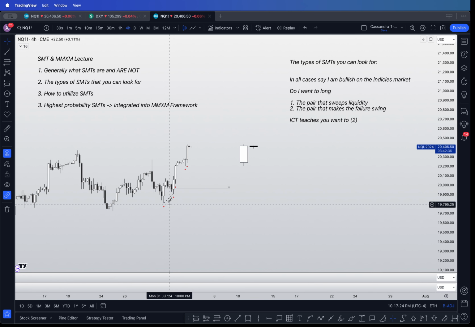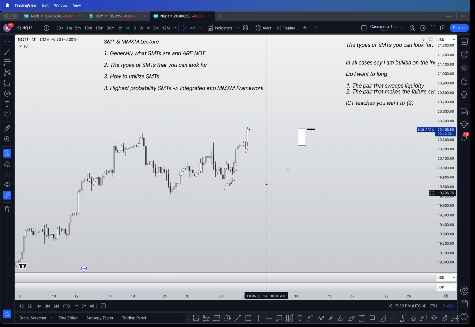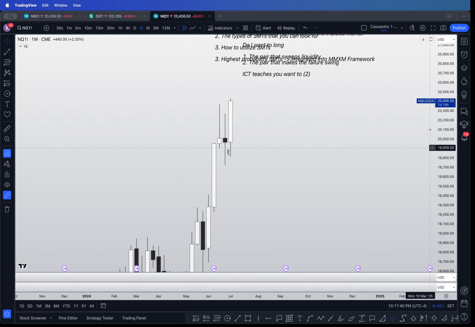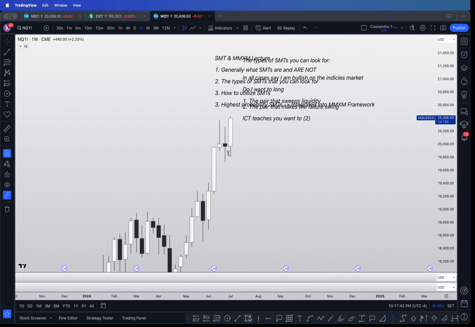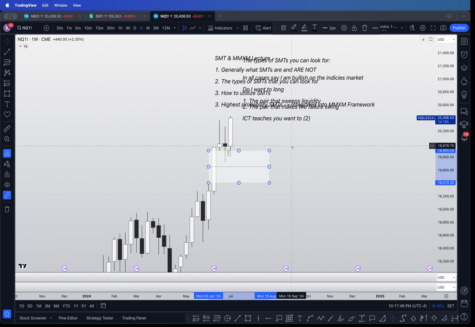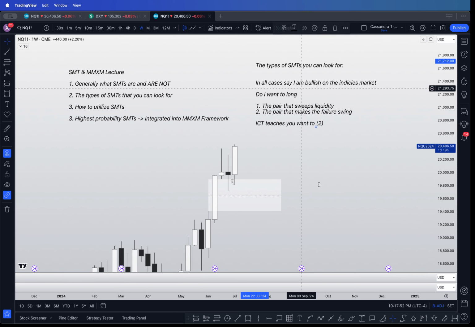Now you will notice often that that also doesn't work, because just as you see NASDAQ here on this 4-hour chart made a higher low than the ES, I want you to refer back to this weekly chart, and I want you to look at the NASDAQ here inside of this inefficiency. So this right here is a weekly imbalance. This is a buy-side imbalance, sell-side inefficiency on the weekly chart.